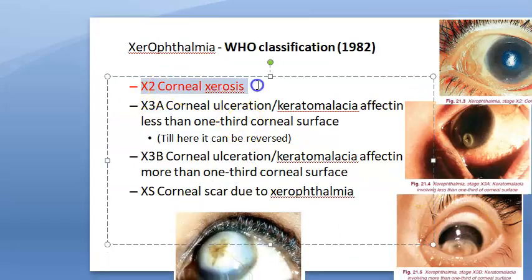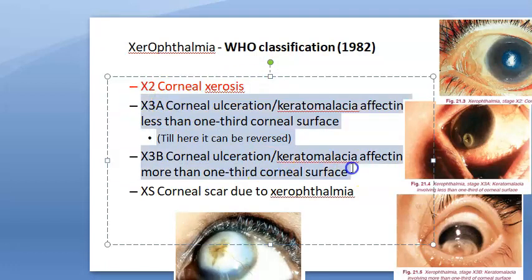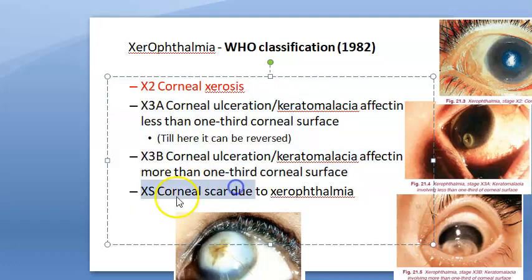Then you have corneal xerosis, X2. X2 is what? Corneal xerosis. X3A, 3B is corneal ulceration, keratomalacia, it is melting off. X3 is corneal ulceration. What am I saying? XS is corneal scar. After X3 comes what?